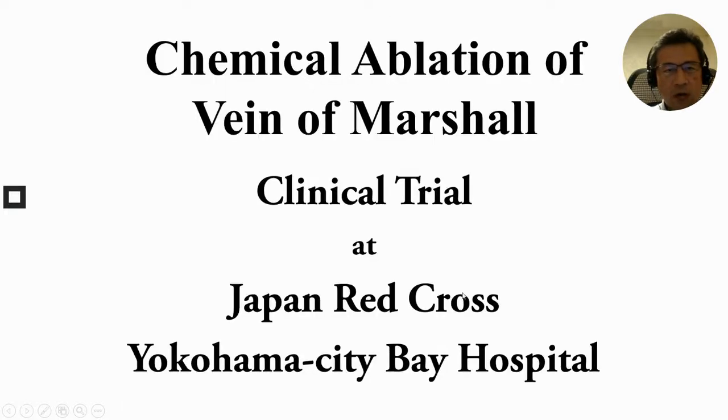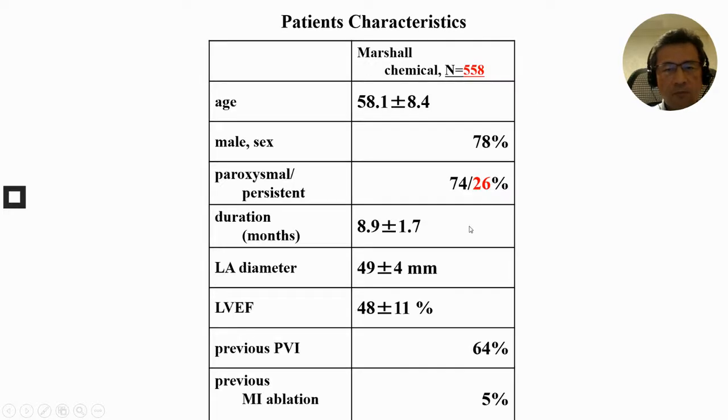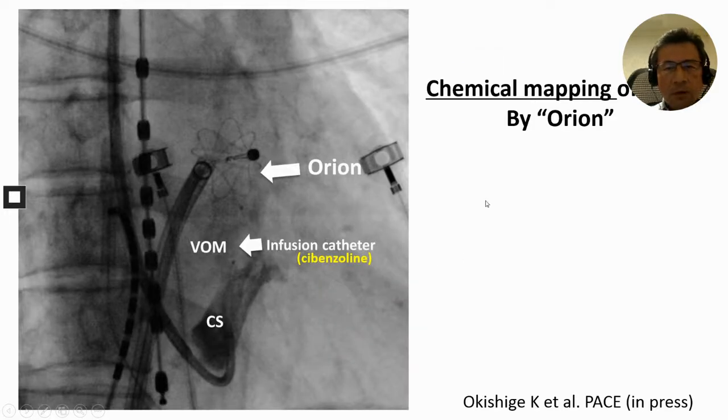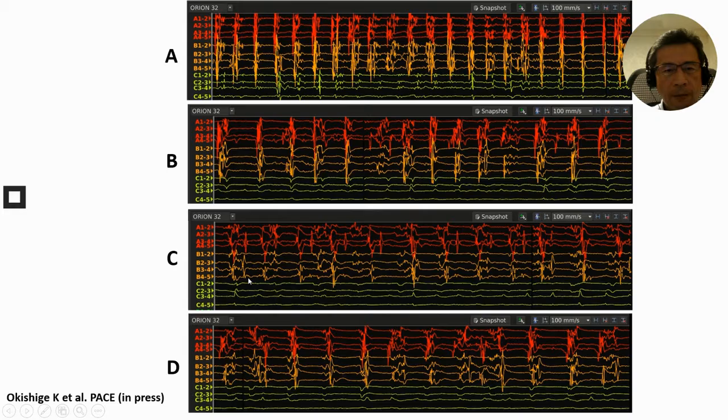Let me introduce our chemical ablation experience at my institution. We have already performed chemical ablation of the vein of Marshall in 560 cases up to now. Let me introduce chemical mapping utilizing Orion. We position the Orion catheters endocardially along the Marshall area. We infuse shibenzoline, an antiarrhythmic agent, into the Marshall vein.